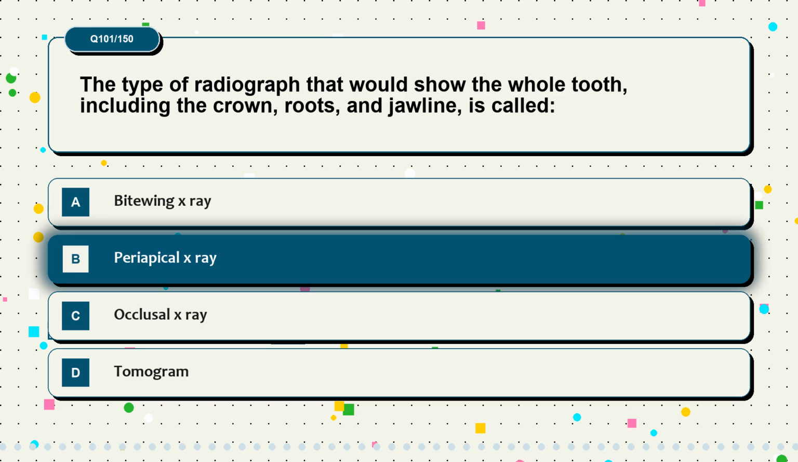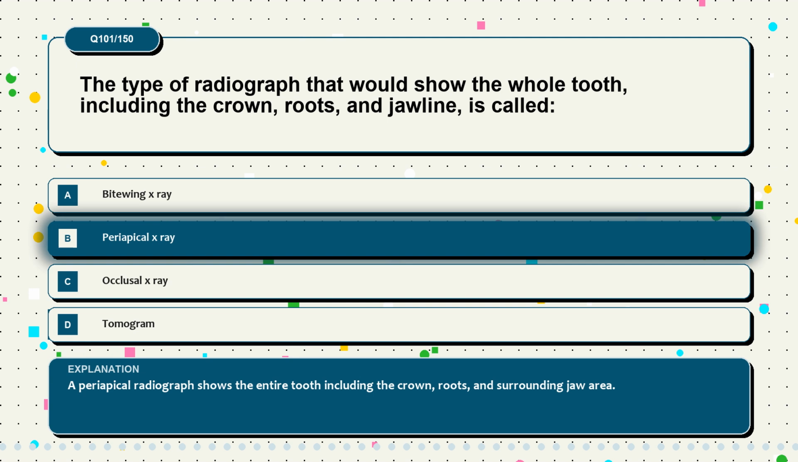The correct answer is option B, periapical X-ray. A periapical radiograph shows the entire tooth including the crown, roots, and surrounding jaw area.